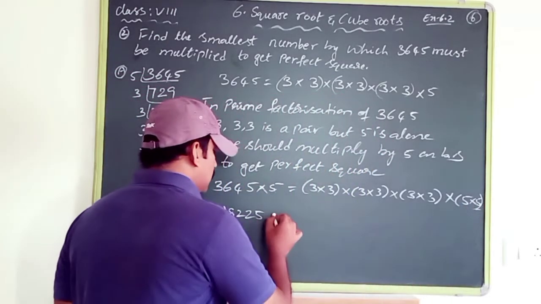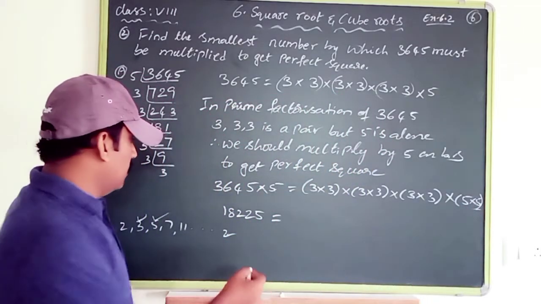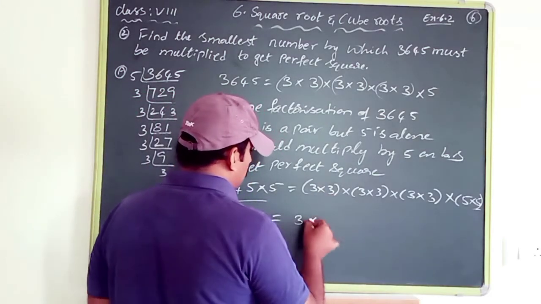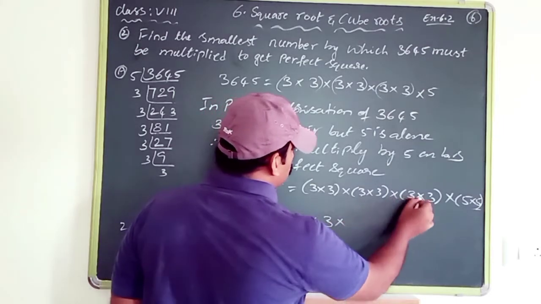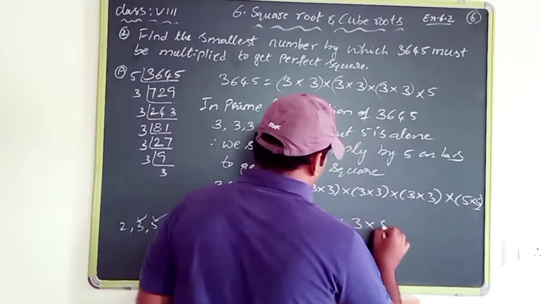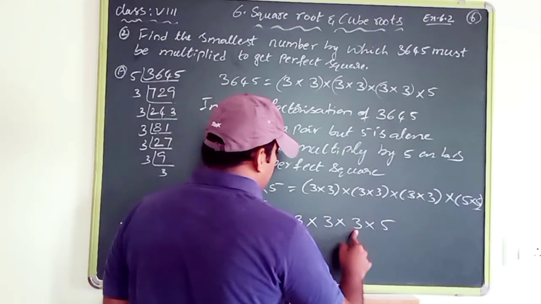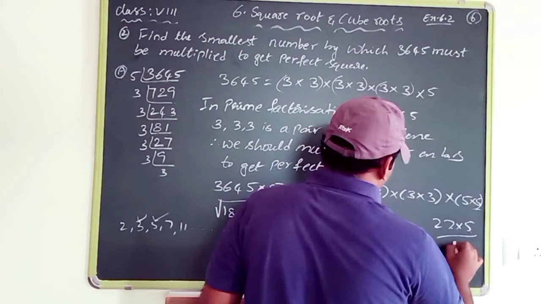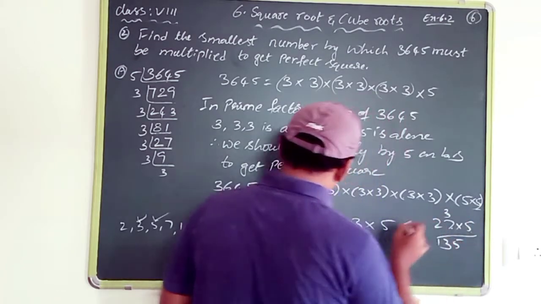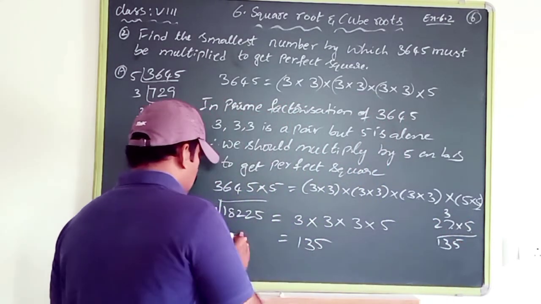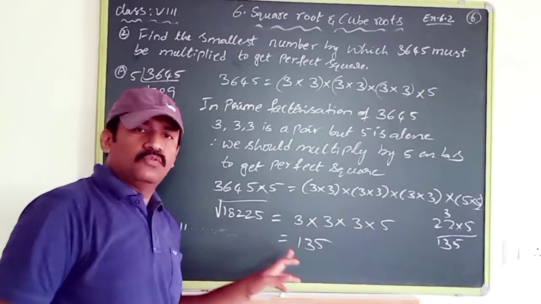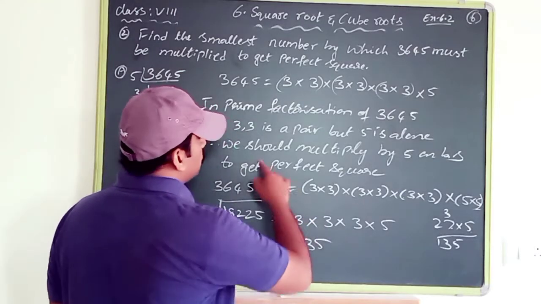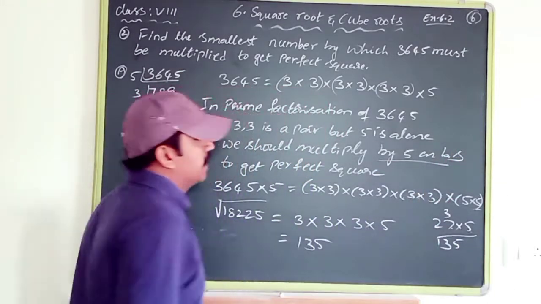So what square root will you get for this number? Take one 3 from each pair of 3s and one 5 from the pair of 5s. 3 3s are 9, 9 3s are 27, 27 into 5: 5 7s are 35, 5 2s are 10 plus 3 is 13, so 135 is the square root of 18,225. So finally, by which number should we multiply? With 5 only. We should multiply by 5 to get a perfect square.